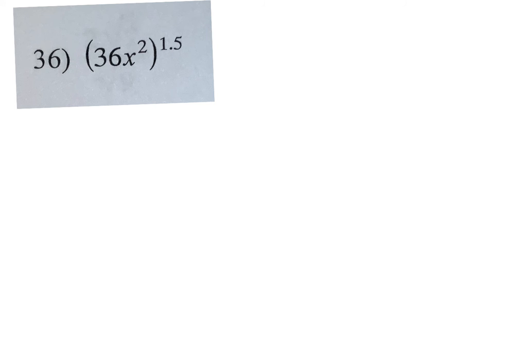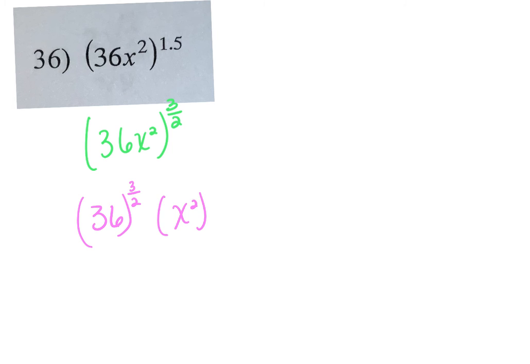So remember, you want to write this as a fractional exponent. So I'm going to say 36x squared. What is 1.5 as a fraction? 3 halves. All right, there we go. That's prettier than the 1.5. So for this guy, everything inside has to be to the power. So 36 to the 3 halves and x squared to the 3 halves.